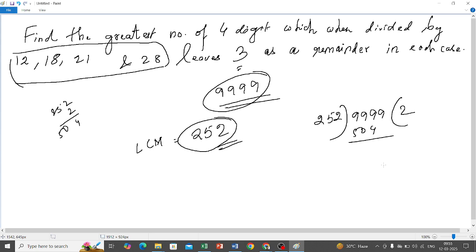9828. Now you have to add 3 on top of it because it is given that it leaves 3 as the remainder. So 9828, let me divide it with... 9831. The division has been wrong.